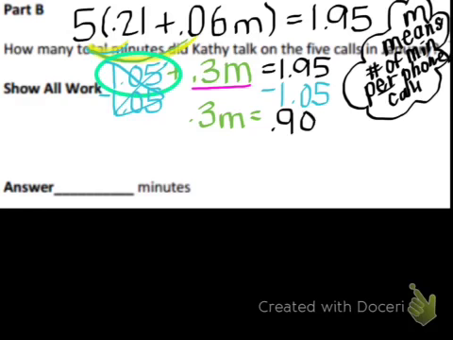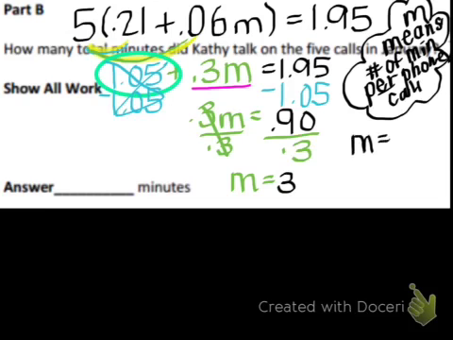So now M is being multiplied by 3/10. To get rid of that, we're going to divide by 0.3. Divide by 0.3, which leaves us with M, and 0.9 divided by 0.3 is going to be, I mean, just 3. So we see that M equals 3.